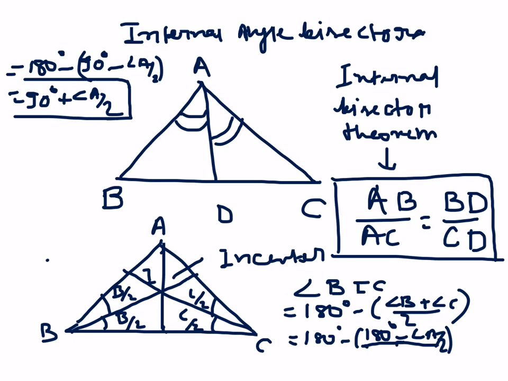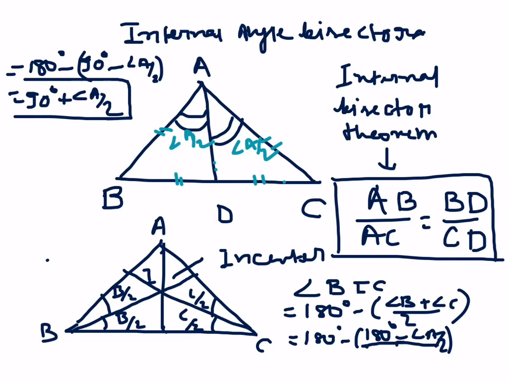I mean, both the angles will be equal here. The moment I draw an internal angle bisector, AD in this case, I will be able to apply the internal angle bisector theorem, which is AB by AC, the lines surrounding AD, is equal to BD by CD. I mean, these BD and CD are not equal. The ratio of BD by CD is equal to the ratio of AB by AC here.